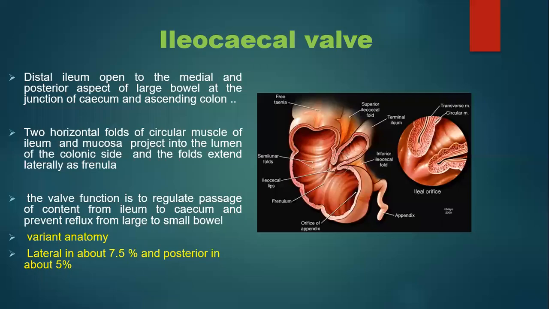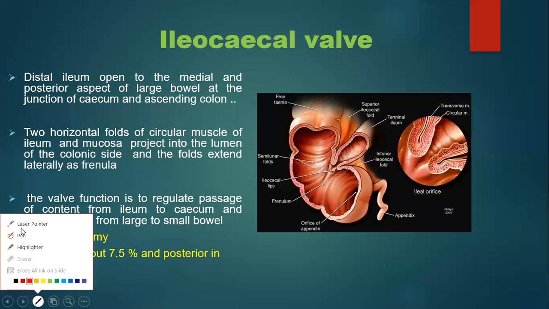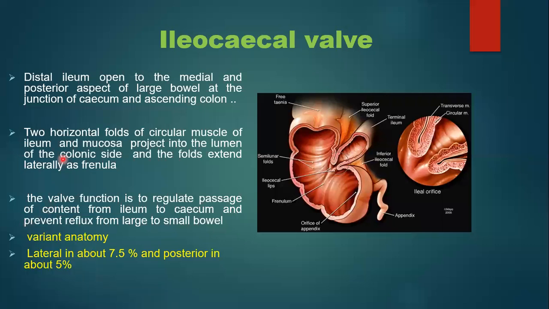Ileocecal valve. The distal ileum opens to the medial and posterior aspect of the large bowel at the junction of the cecum and ascending colon. Two horizontal folds of circular muscle of the ileum and the mucosa project into the lumen of the colonic side, and the folds extend laterally to form the frenulae.